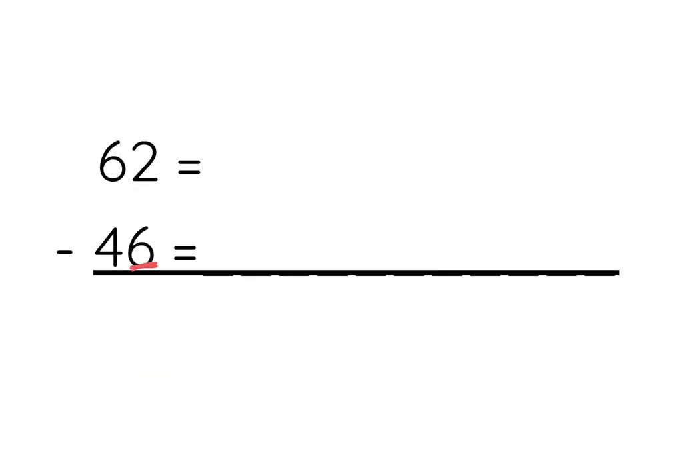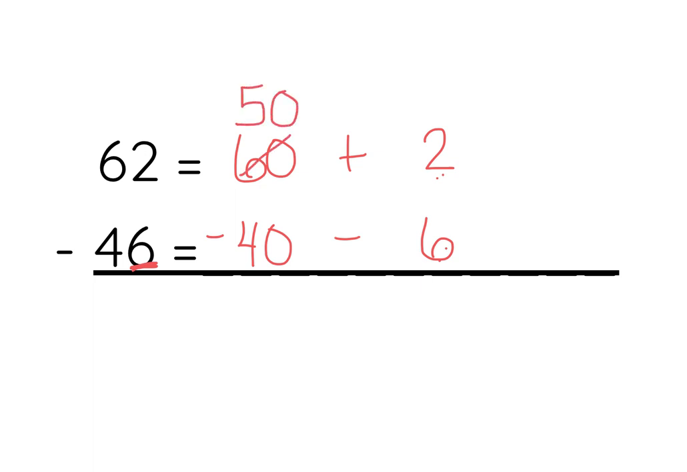Again, big digit on the bottom, so I'm going to need a strategy. 60 plus 2 minus 40 minus 6. By now you should be experts at writing expanded form. So now all we are practicing is looking at the ones column and saying, oh, I don't have enough ones, so I'm going to regroup the tens. And instead of having 60 plus 2, I'm going to rename it as 50 plus 12. That way I always have enough ones.